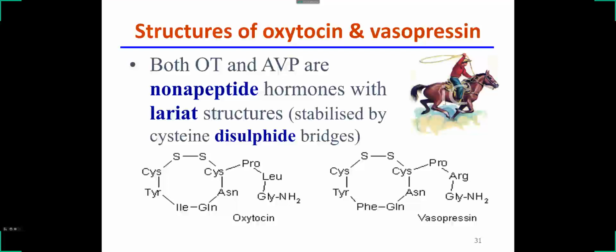And this is one of the reasons why I want to highlight the importance of these disulfide bridges. They're stabilized by these cysteine disulfide bridges. And you can clearly see that they have very, very similar structures, even though they have key changes. So here, this proline and arginine on the right in vasopressin, and here you've got a proline and leucine that are presented differently, and that's what allows them different recognition by the receptor, along with the phenylalanine and isoleucine changes.